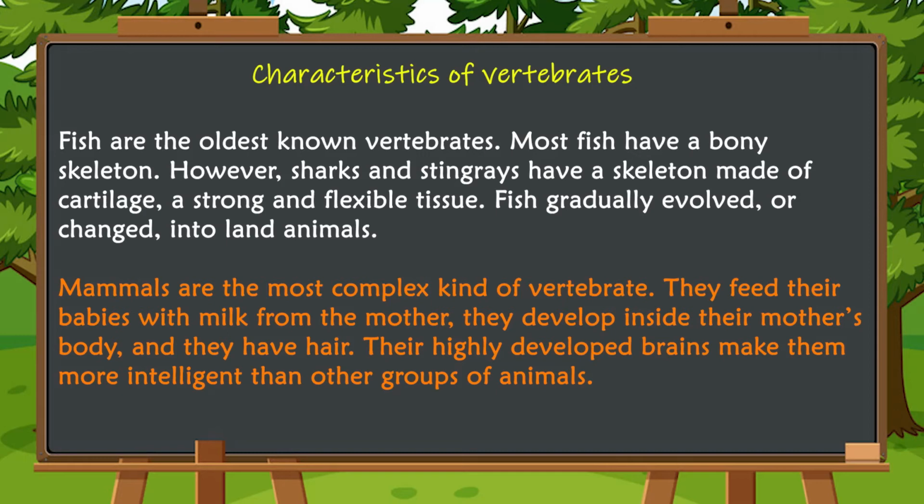Mammals are the most complex kind of vertebrate. They feed their babies with milk and they develop inside of their mommy's tummy. They're also covered with hair. They're also highly developed because they have a brain that makes them more intelligent than other groups of animals.